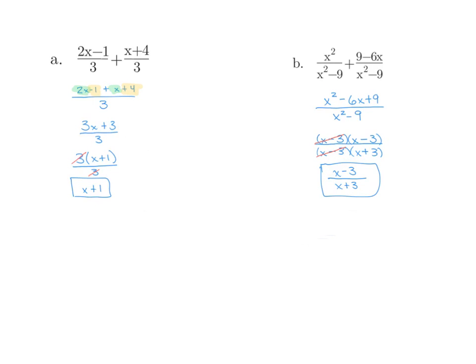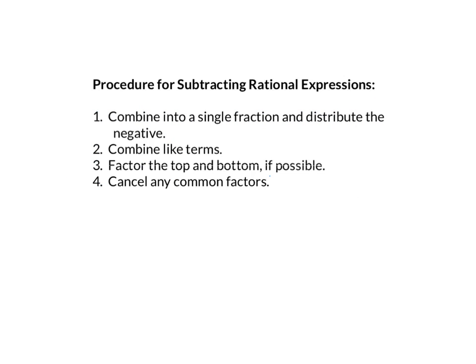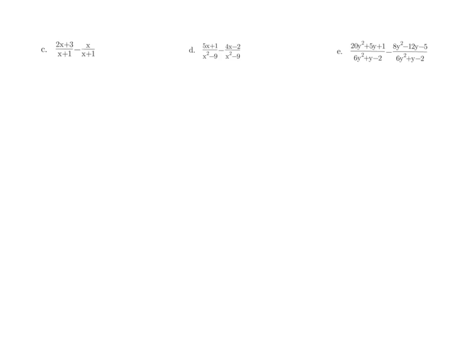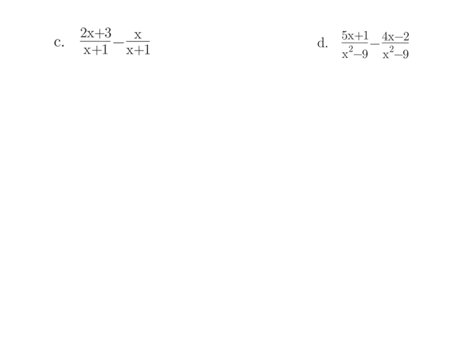All right, let's go ahead and talk about subtraction now. In order to subtract rational expressions, we want to combine into a single fraction. We're going to distribute the negative. From there, we will go ahead and combine like terms. We're going to simplify the fraction, we want to factor the top and bottom if possible, and then we want to cancel any common factors. All right, so let's go ahead and look at some examples.